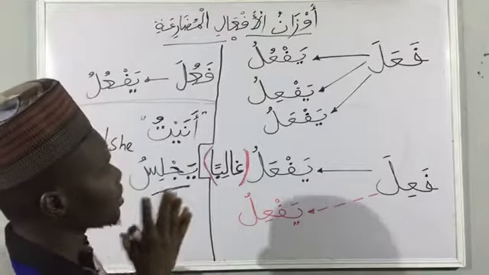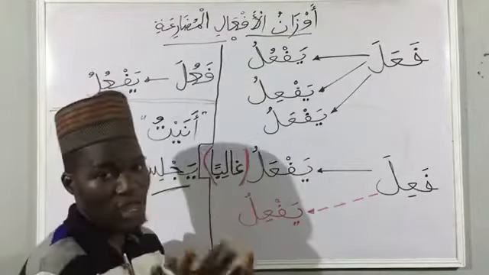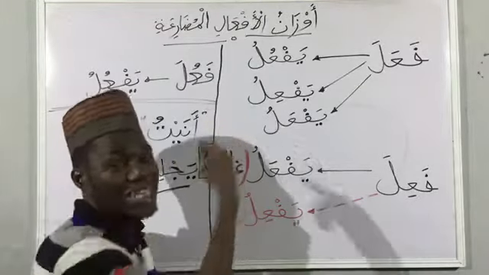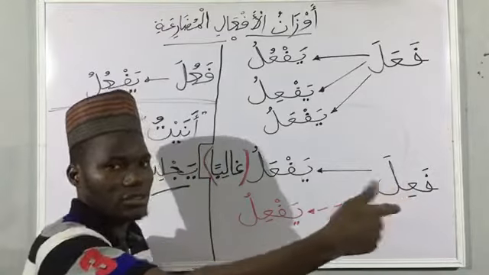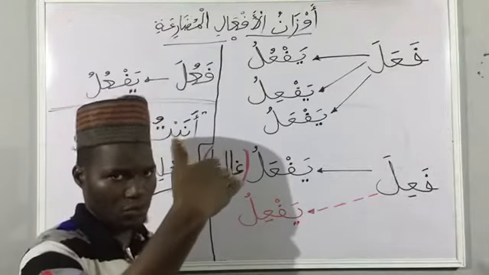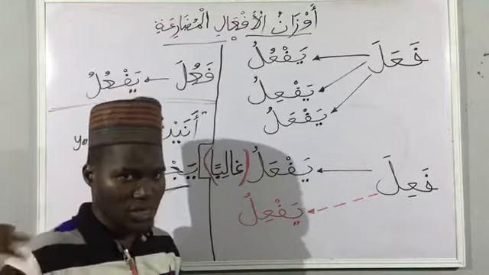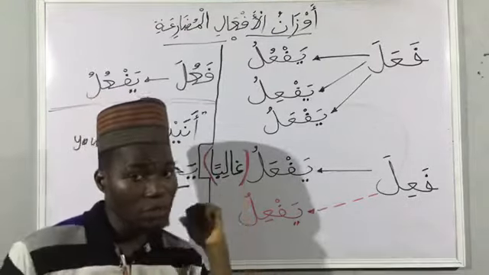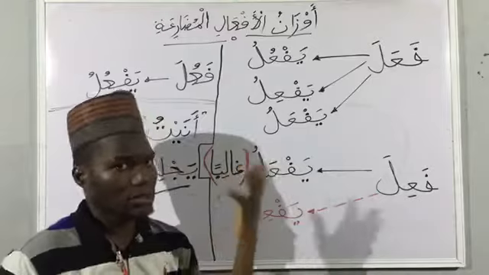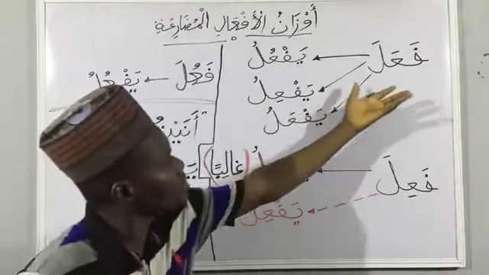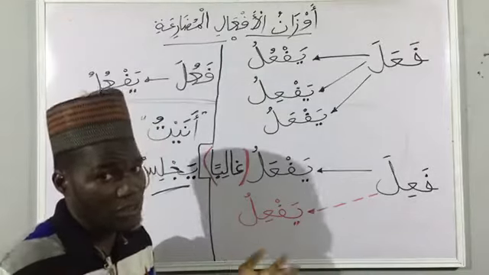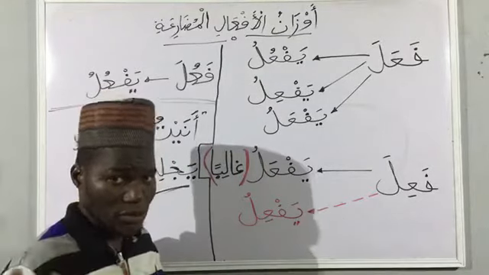So we are starting with thulathi. Forming fi'lul mudari, it is formed from their madi states. The madi we studied: fi'lul thulathi, ruba'i, khumasi, and sudasi. So if you want to form the mudari, meaning their present tense, you will form it from their past tense. I will start with al-fi'lu thulathi, meaning three radical verbs. It has three letters all together.